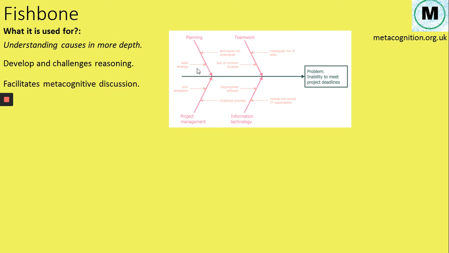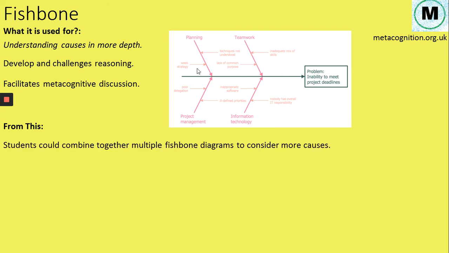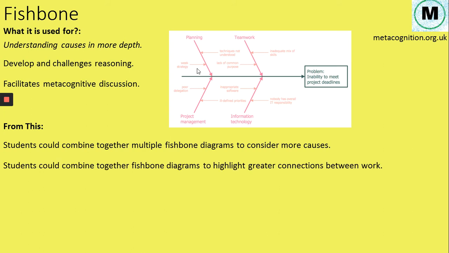So again, it's fantastic at developing that metacognitive discussion. You can really challenge students with their further details. Why have you given that further point? Why do you think that's true? Why do you think that is a cause? Has someone else put that? Why have you put that and they've not put that? So again, there are lots of different metacognitive questions, a lot of deeper delving you can do once students have completed their fishbone diagram. So from this, what can we get students to do? They can combine together fishbone diagrams, much like they can combine together the multi-flow maps. They can put them together and see how different events linked into different events.